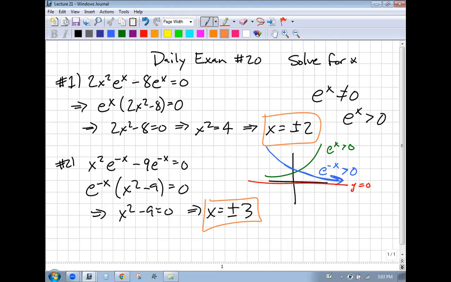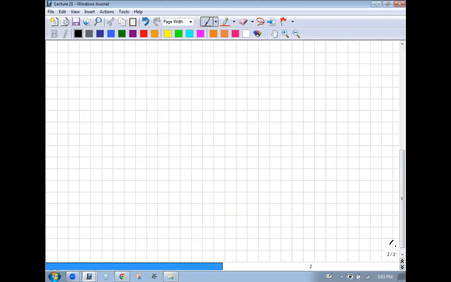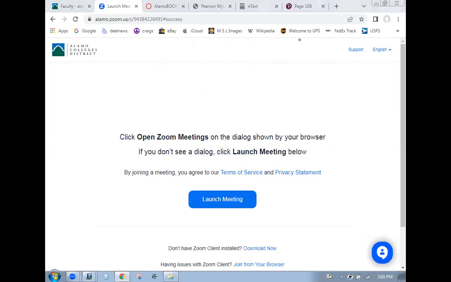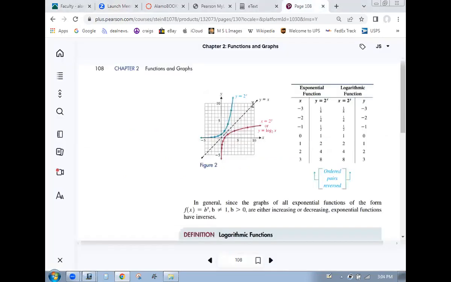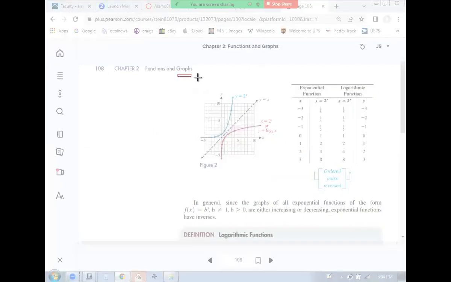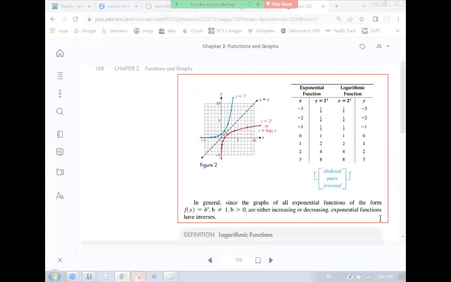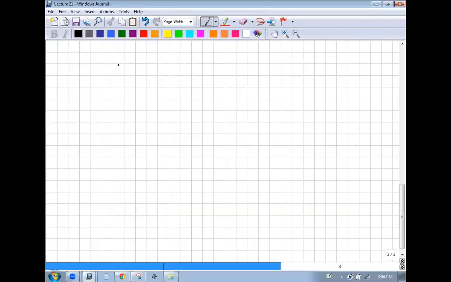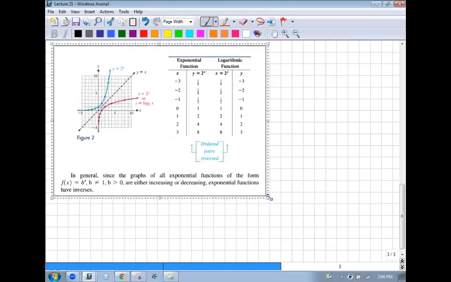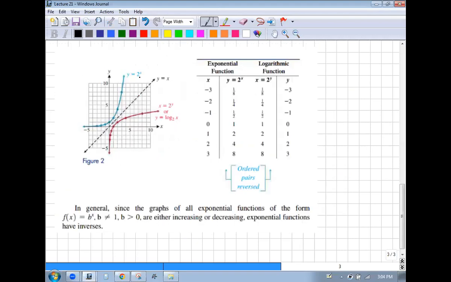Okay, so now we need a quiz, but before we do our quiz, I want to do a quick recap of what we talked about last time, which was exponentials and logs. Here's a chart. This is from the log section, section 2.6. 2.5 is exponential. So here's an example of 2 to the x.